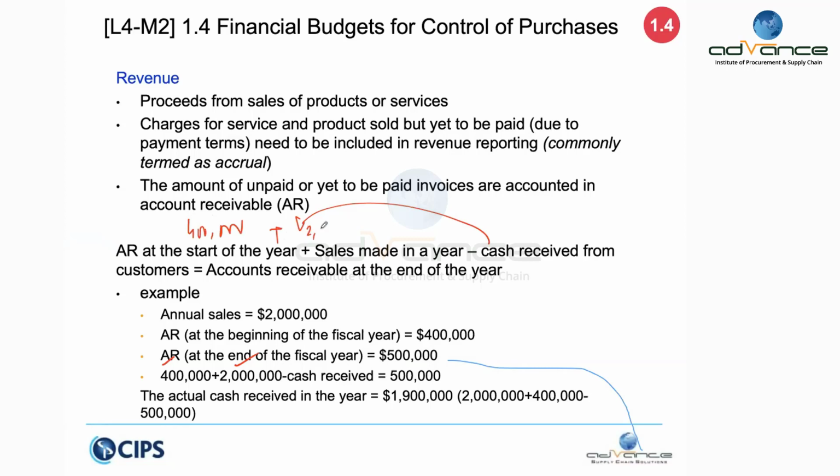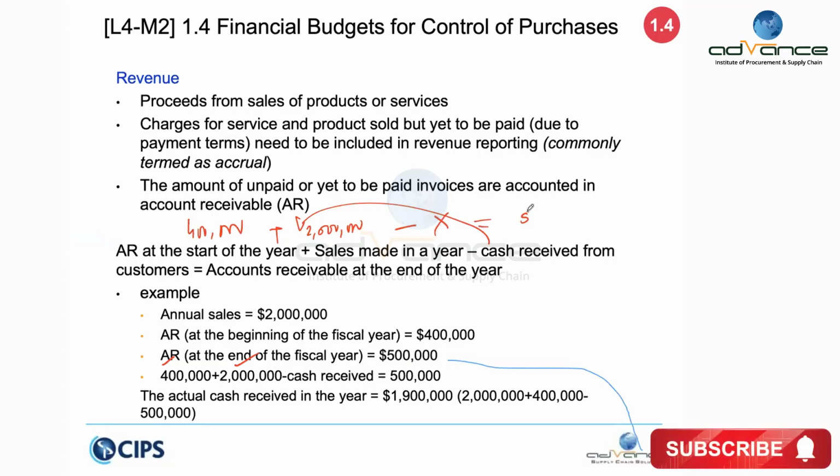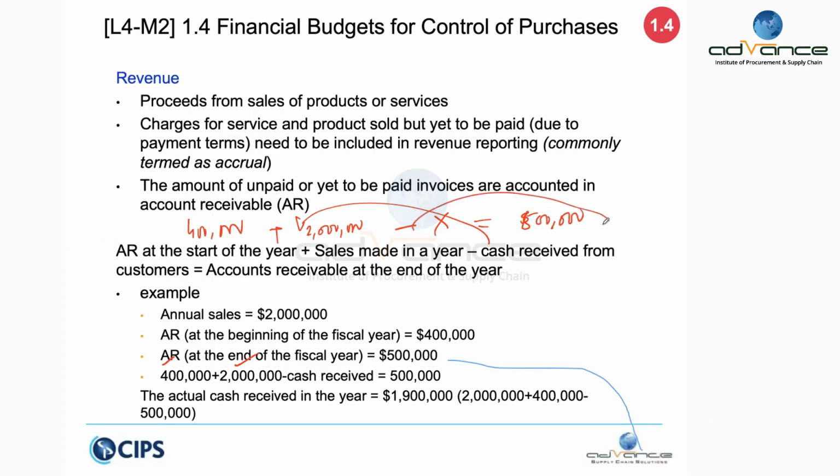Plus $2 million minus X equal to $500,000. You need to calculate X. So take this X here and bring this here. The actual cash received is $1.9 million. Even though your sale was $2 million, the actual cash that you received is $1.9 million.